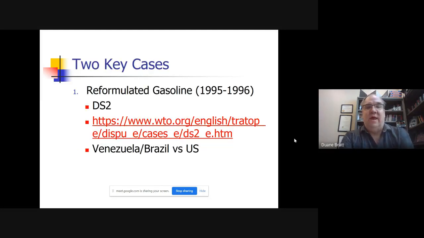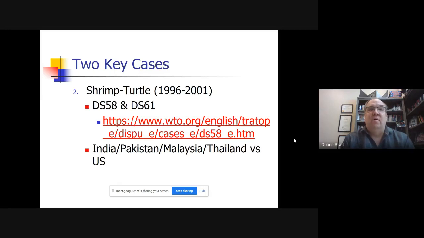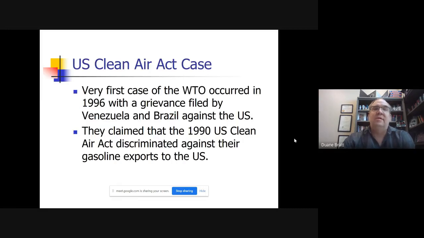So let's look at the two cases. The first case is the reformulated gasoline case, also called the U.S. Clean Air Act case. And I have included the link to the actual decision of the WTO in my slides, and this was launched by Venezuela and Brazil against the United States. The second case involves shrimp and turtle. There were actually two cases. The first one between India, Pakistan, Malaysia, Thailand versus the United States, and the second one was just Malaysia versus the United States. So let's look at the first case, the U.S. Clean Air Act case.